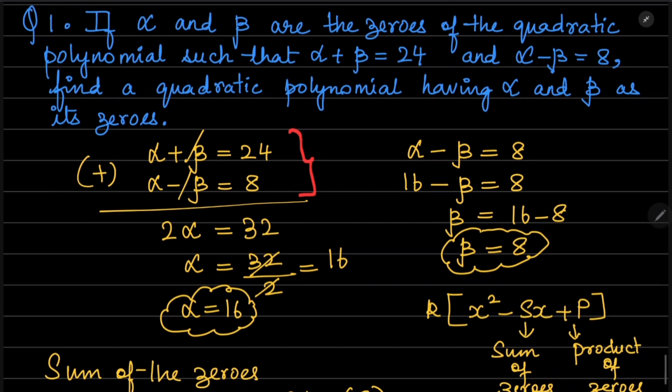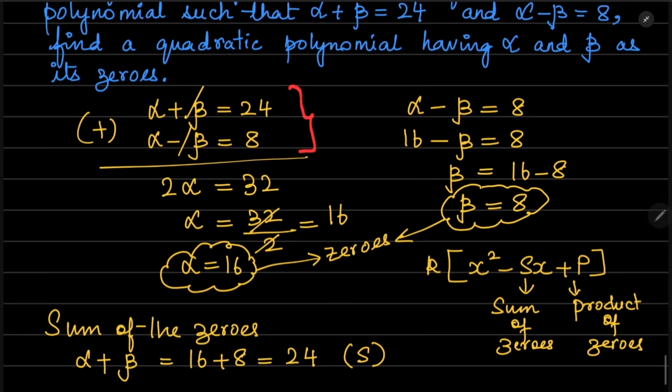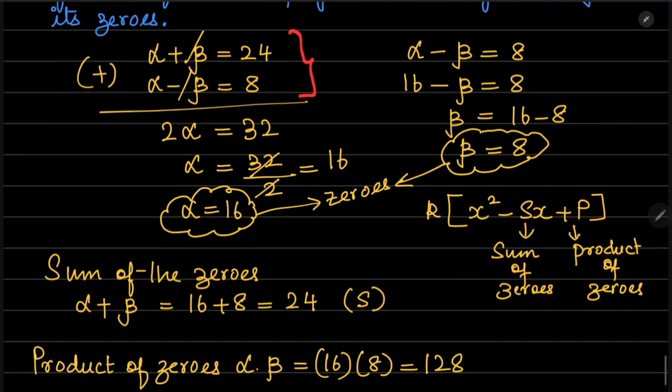And then after you find out alpha and beta, these two are the zeros of the polynomial. In order to find a quadratic polynomial, you should know this formula, which is k multiplied by x square minus sx plus p. S is nothing but the sum of the zeros. P is nothing but the product of the zeros. You know the zeros, calculate the sum. Just add them and that value is your sum.